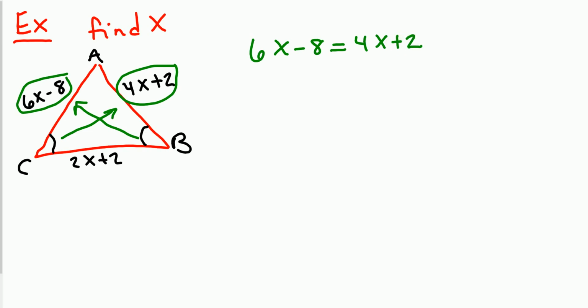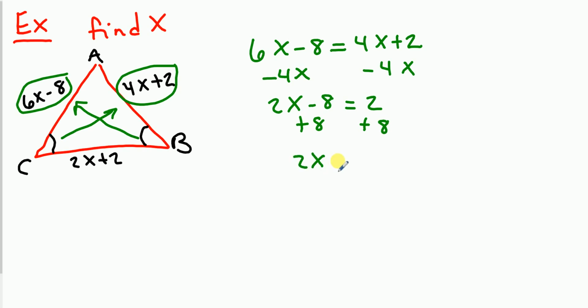Alright, and now we can solve for x. Subtract 4x from both sides. Okay, that's a negative 8, so we're going to add 8 to both sides. And then divide by 2. x equals 5.